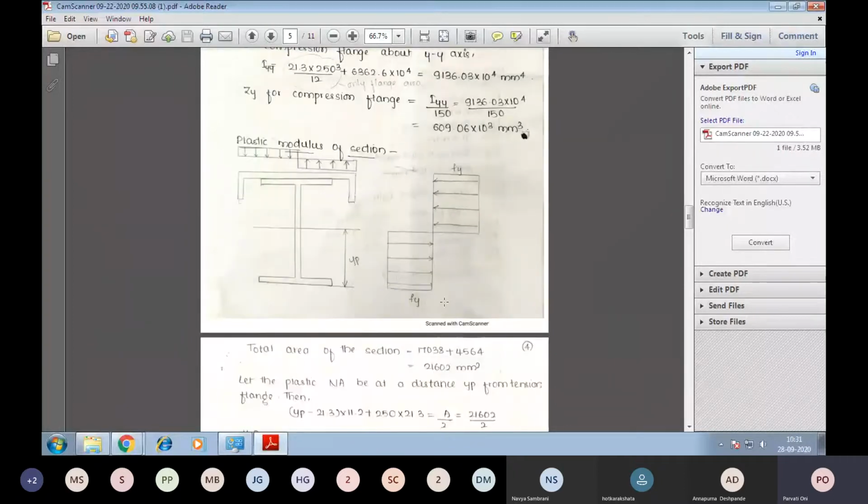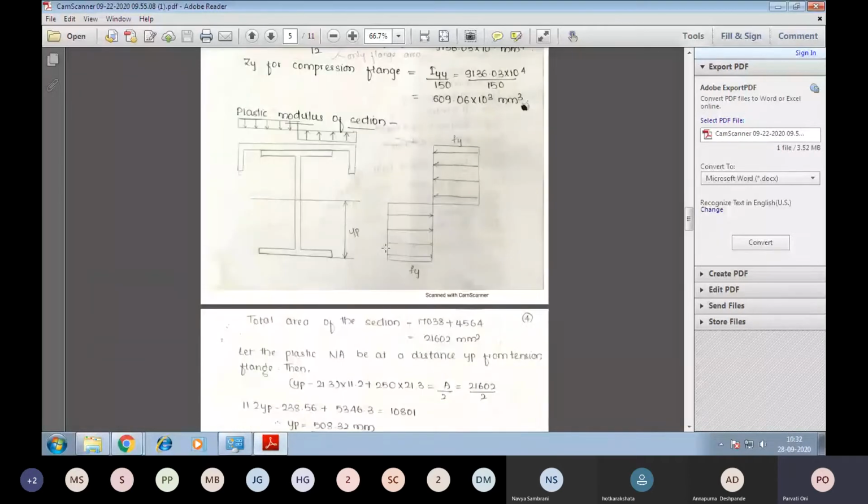So let this NA be at a distance of YP. What is YP here? YP is the plastic distance of the neutral axis from the bottom flange. It is the distance of the plastic neutral axis from the bottom flange. Don't confuse Y bar and YP. We have to separately calculate the elastic section modulus as well as the plastic section modulus. So now let us calculate the YP.